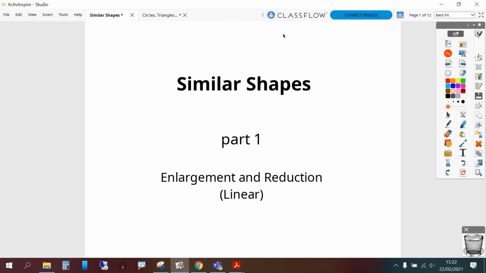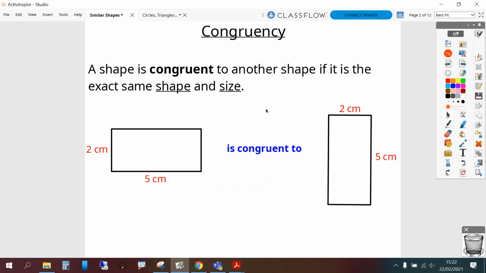This is Similar Shapes, Part 1, Linear Enlargement and Reduction. A shape is congruent to another shape if it is the exact same shape and size. So this 2x5 rectangle is congruent to this 2x5 rectangle. The difference is they're turned on the side, but they're still the same shape.